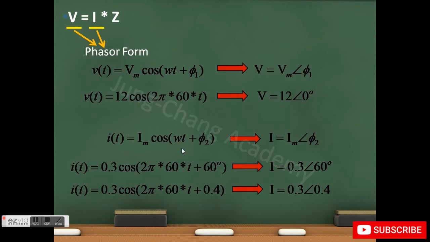For the current, you'll write down the current in the phasor form using the same way. So in this case, in the phasor form, I will just be the amplitude Im with the phase angle phi2. And in this case, in the phasor form, I becomes 0.3 with phase angle 60 degrees. And lastly, this becomes I equals 0.3 with a phase angle 0.4 radians.